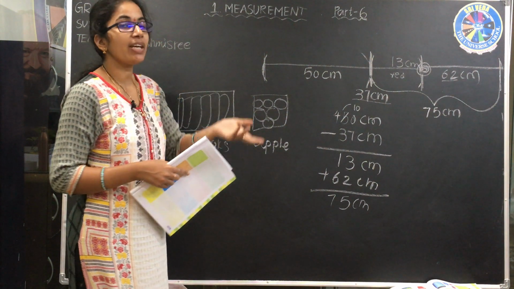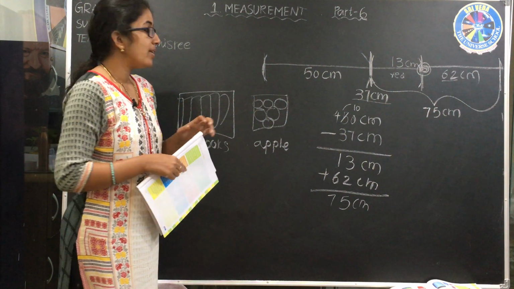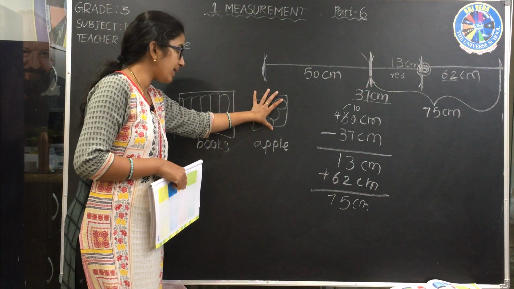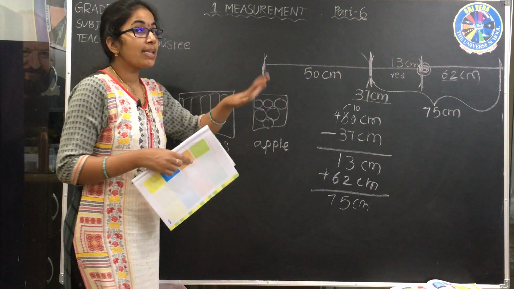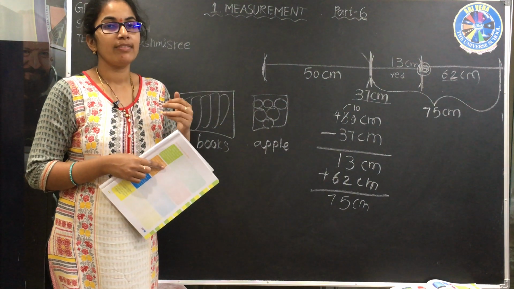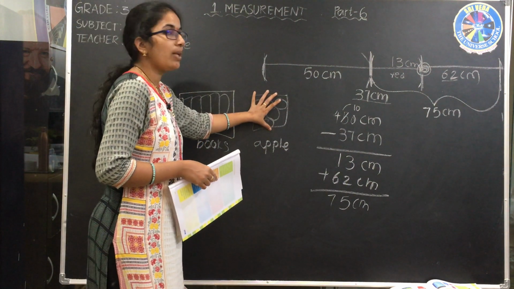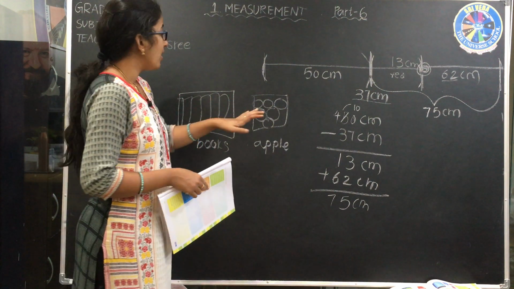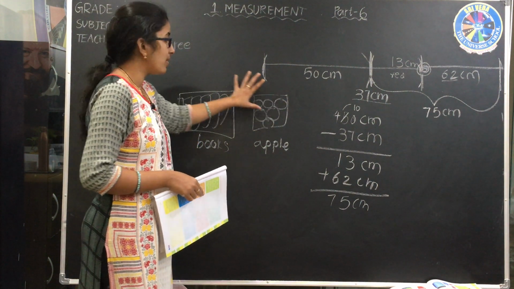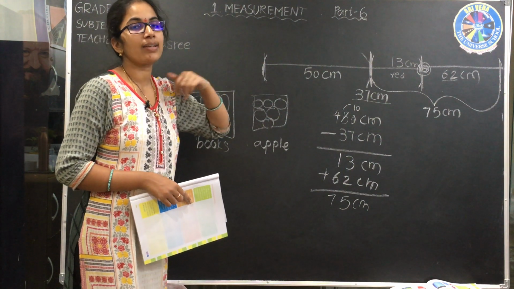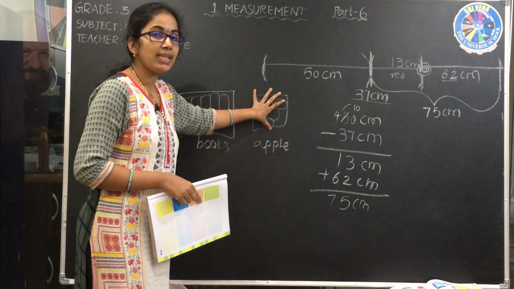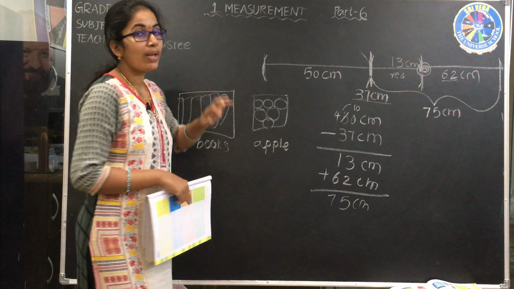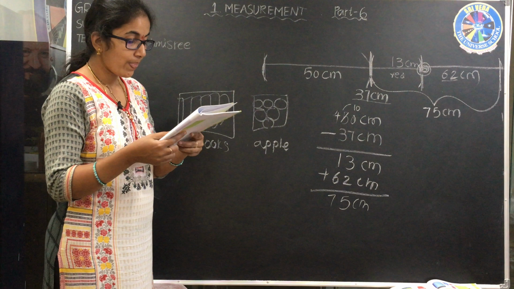6 times heavier means 6 times more weight. For example, if this is 1 kg, this will be 6 kgs. 6 times more. So if this is 1 kg, this is 6 kg. If it is 2 kgs, this is 6 times heavier means 2 sixes are 12 kgs, like that.